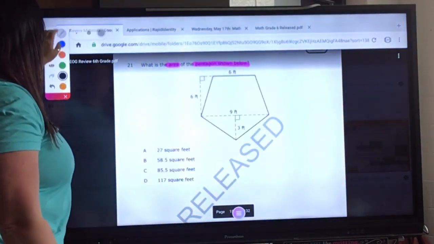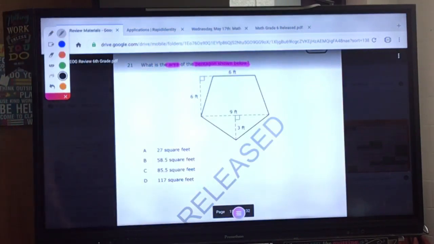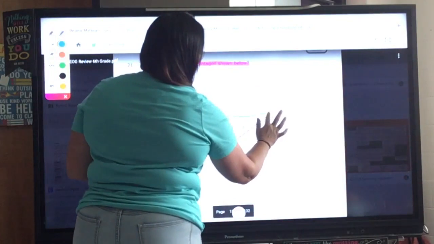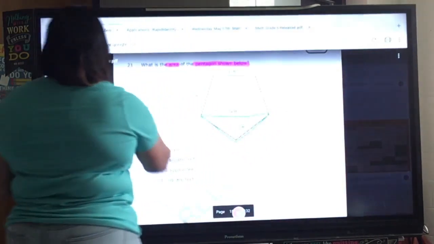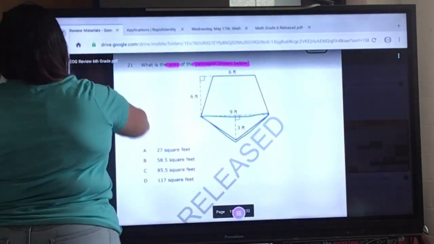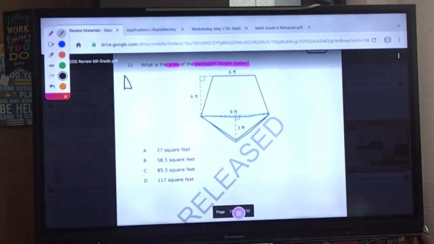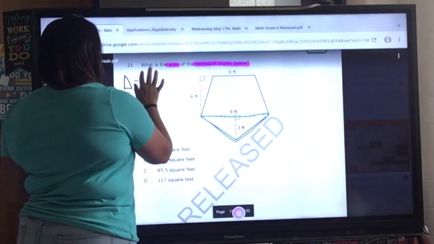Alright, now I have a question. Do we know the formula to find the area of a pentagon? We do not. Do we have a strategy that will help us solve this problem though? Yes, we do. So let's start with the easy one, and let's go ahead and find our triangle. Alright, what is the formula to find the area of a triangle? William? Length times height divided by 2.